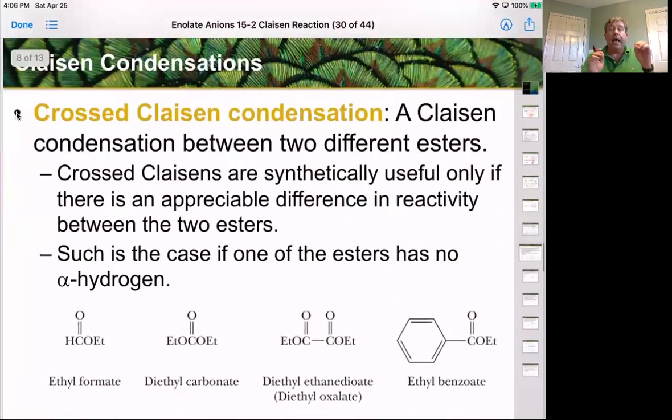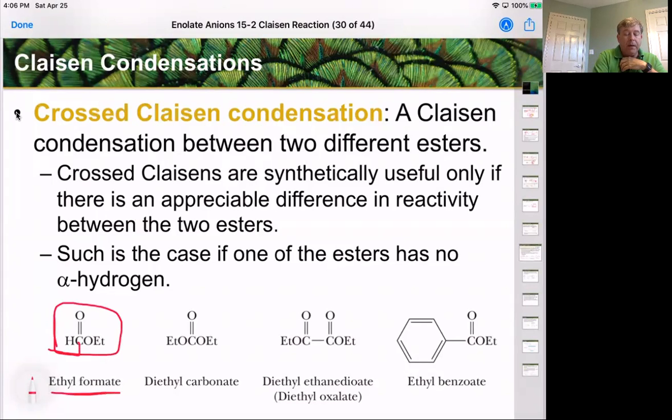Okay, so how do we do a successful cross-Claisen reaction? Just like in the aldol reaction, we are looking for one of the substrates to have alpha protons, and in the cross-Claisen, we need the second ester to not have alpha protons, just like in the aldol. So if we look at our substrates here, if this side is the ester of formic acid, so we have ethyl formate, so there's no alpha hydrogens here.